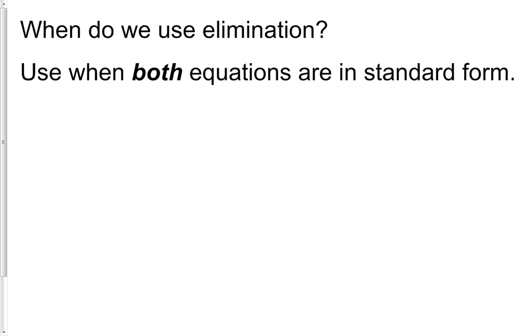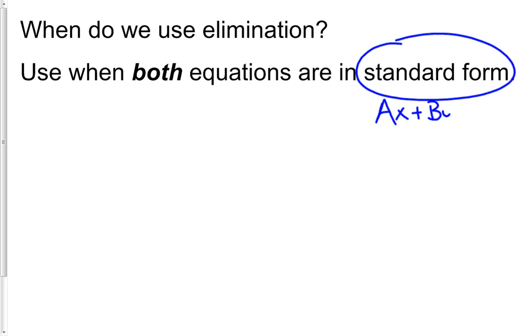So let's start with when we do use elimination. There are three methods that you should know for solving a system. The first is graphing, the second is substitution, and the third is elimination. The best time to use elimination is when both equations are in standard form. So remember that standard form is ax plus by equals c.